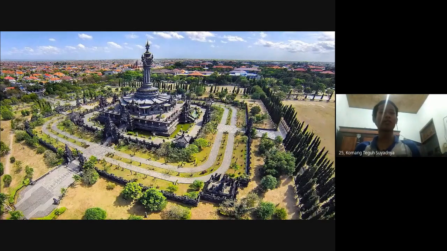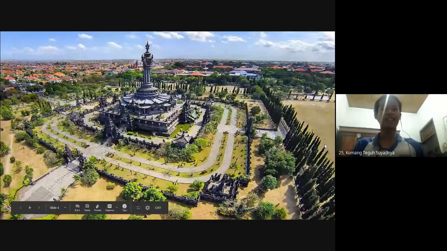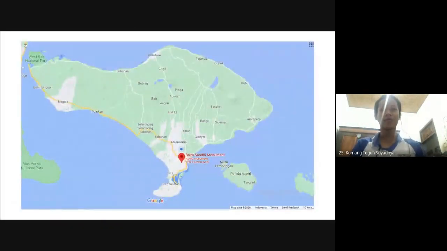So Bajra Sandi Monument is a Denpasar major landmark and nowadays has become a popular tourist attraction in Bali. Therefore, if you are looking for the best thing to do in Denpasar, Denpasar is a central city of Bali, you should visit the Bajra Sandi Monument. This is the Bajra Sandi Monument. The monument is located in Renon area, which is the heart of Denpasar city.